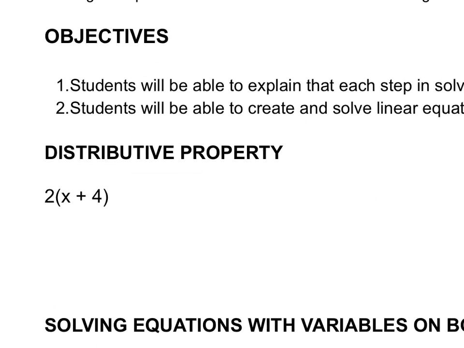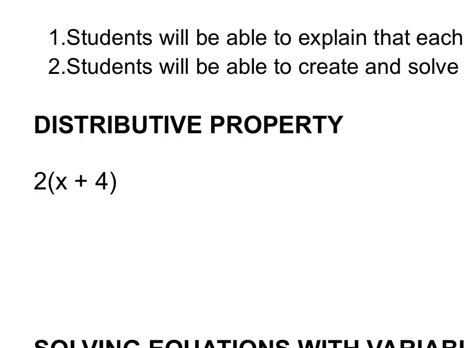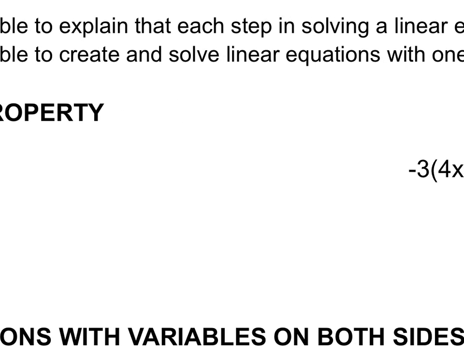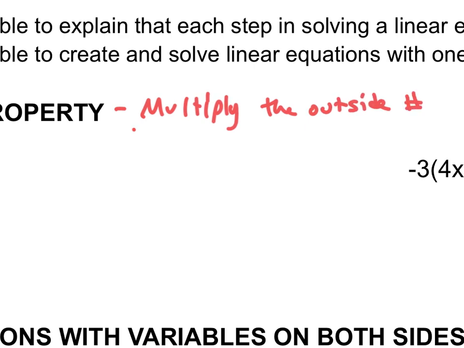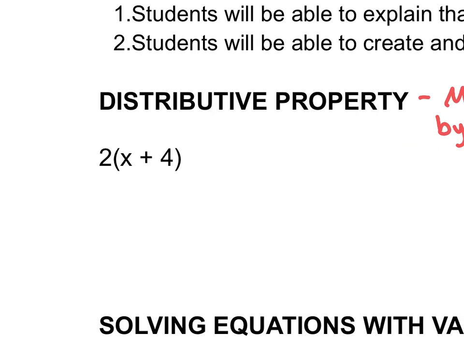Now, the first thing I want to talk about is the distributive property. What that means is that we want to multiply the outside number by each number in the parentheses, okay? So that's the idea. Usually what I do is if I see this, like 2 times the quantity x plus 4, I'm distributing the 2 into each of those, all right?